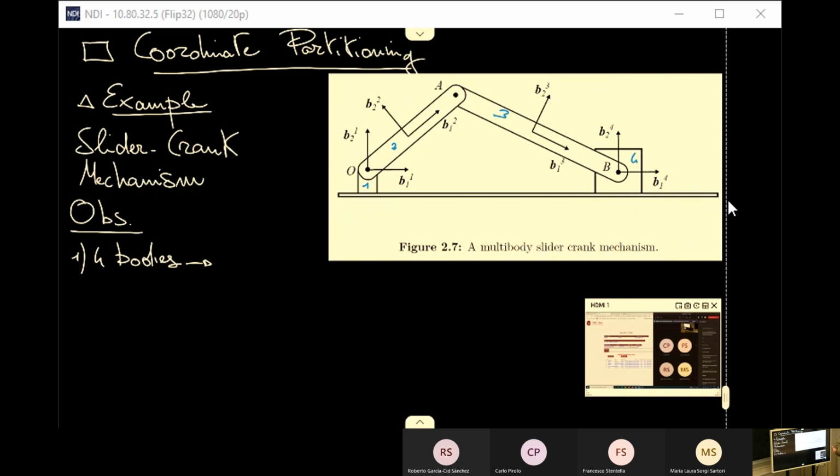Well, in the plane it's 2 translations and 1 rotation for each body. We have 4 bodies, so it's 3 times 4. It's 12 parameters. So 12 coordinates are expected to describe the system.